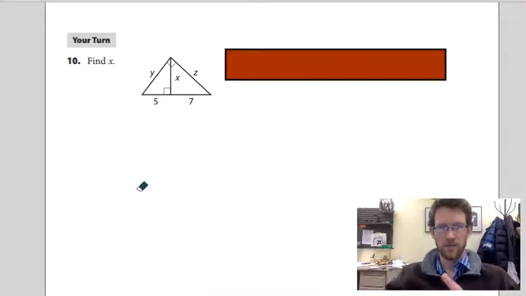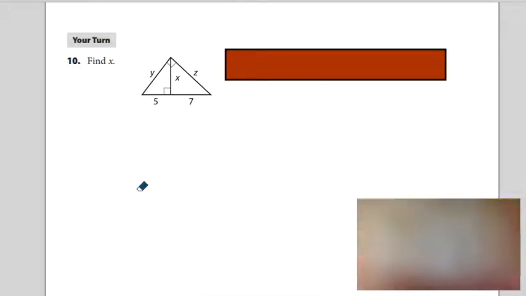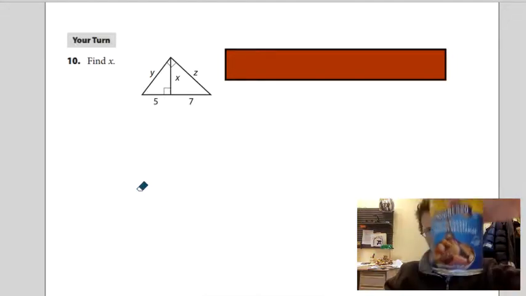All right, see if you can find x in this one. Brand new problem. Pause right here.